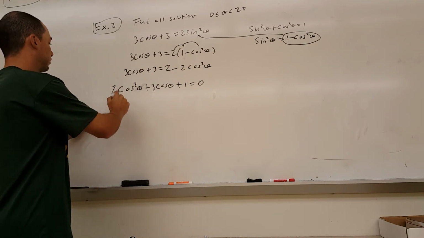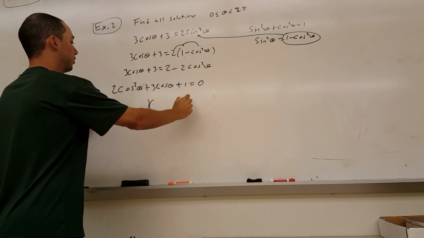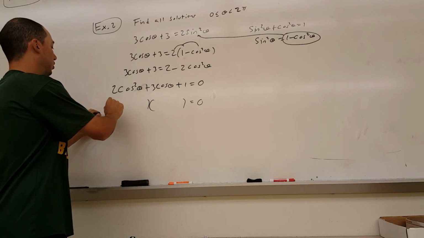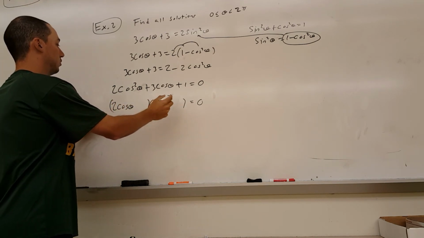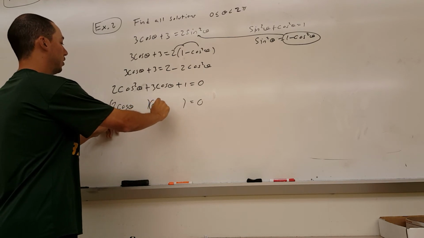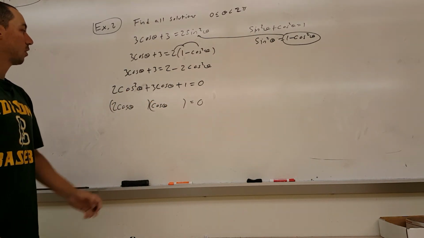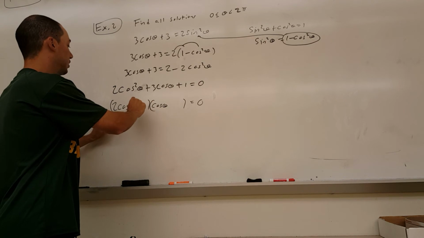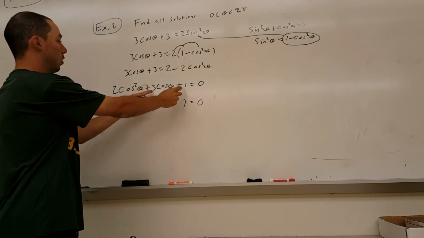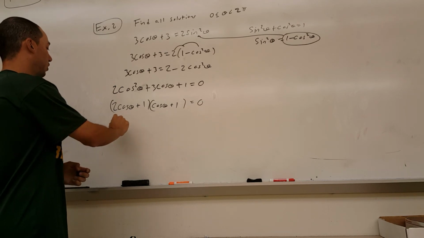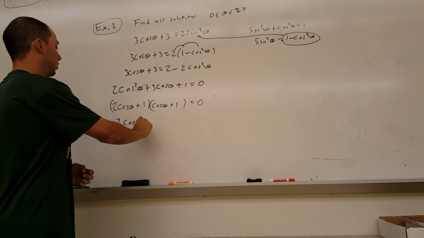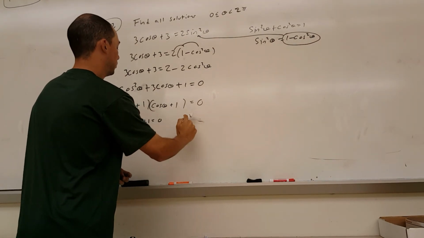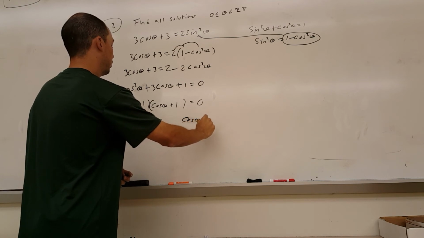I can factor now. It's kind of like the last problem. Easy factoring right now. There'll be some more complicated factoring, so don't get too bored with this problem. They're not all going to be this easy. 2 cosine theta times cosine theta makes 2 cosine squared theta. Two numbers multiplied to positive 1 must be the same sign. They add to positive 3, so they're both positive. Not too many options here. 1 times 1 makes 1. So 2 cosine theta plus 1 equals 0, and cosine theta plus 1 equals 0.